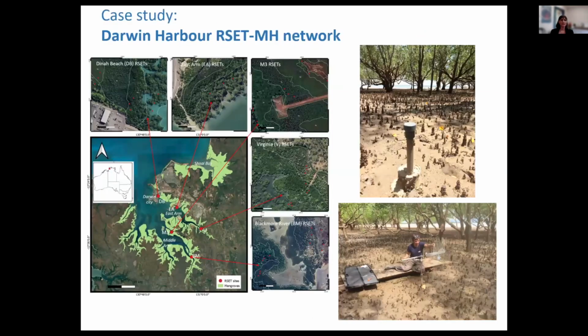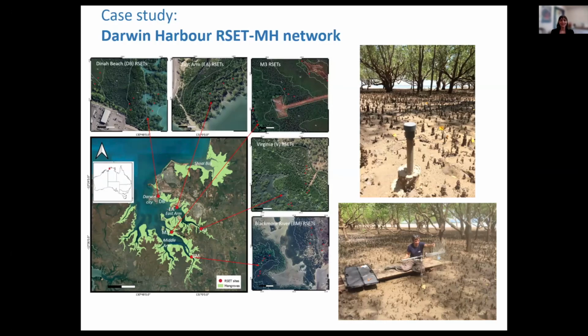All right, so let's come down a bit further and look at one location in Australia where RSETs have been deployed. In 2016, we installed 42 RSETs across 5 sites in Darwin Harbour. You can see in the top right-hand corner, this is what an RSET looks like for most of the year. This is when it's not being measured. It's just a little stick in the mud. So if you see one of these when you're out and about, please just leave it alone. We want to measure the processes that are occurring, not your footprints.